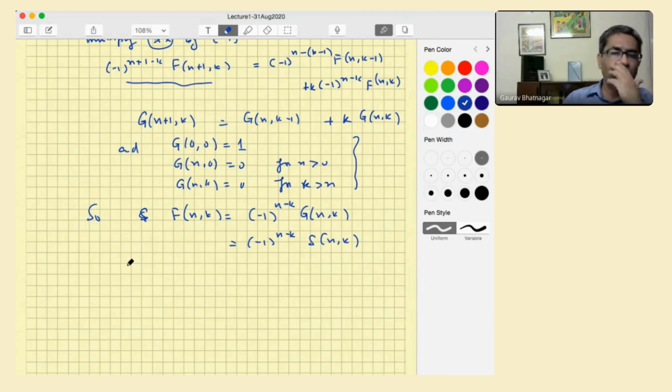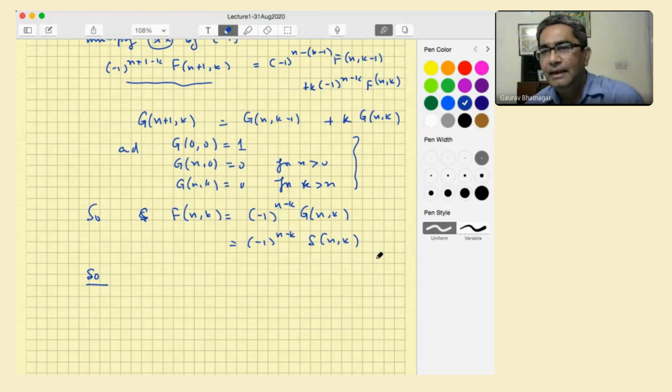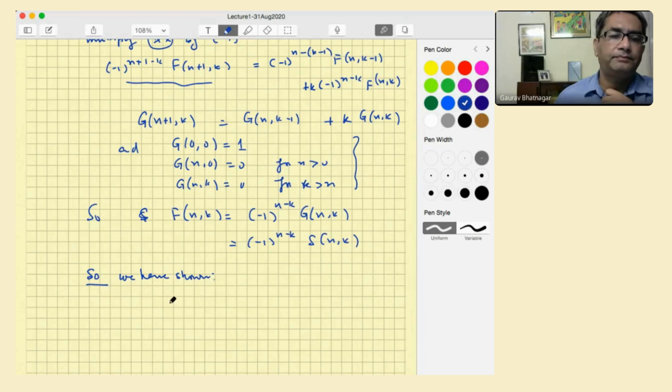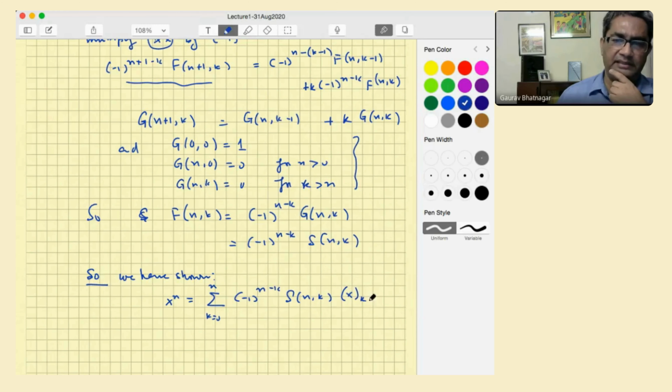All right, so what have we found? Any questions on this calculation? I could have started with minus signs there, and so there was some confusion, but I wanted to just get this straight away. So what have we done? We have shown x^n is equal to the summation over k going from 0 to n of (-1)^(n-k) capital S_{n-k} x_k.